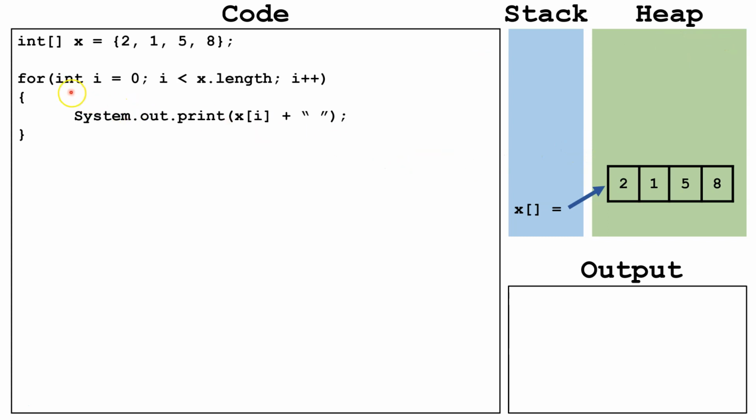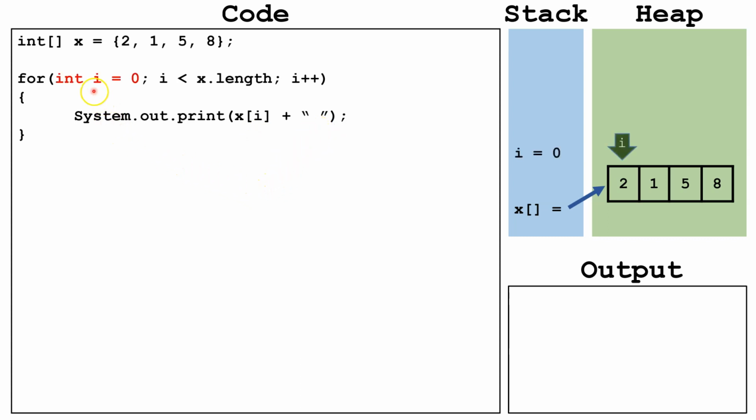So, we see we're starting by declaring our counter variable, int I, and setting it equal to 0. We're going to continue the loop as long as I is less than x.length. So in this case, x.length is going to return 4 because this array has a size of 4. At the end of each loop, we're going to increment I by 1. I++ is short for I equals I plus 1. Inside the loop, we're going to print out x, index I, and then a space, so all the numbers don't run together. So let's trace this out.